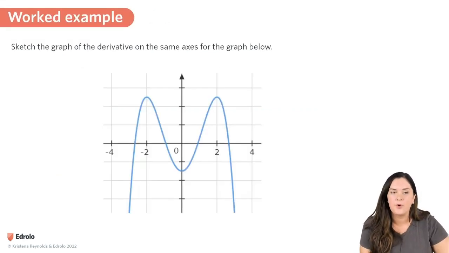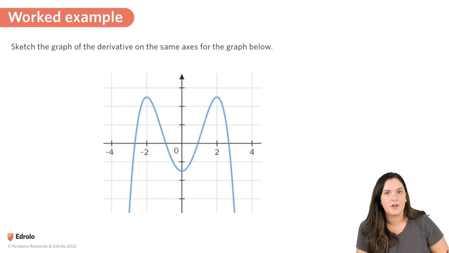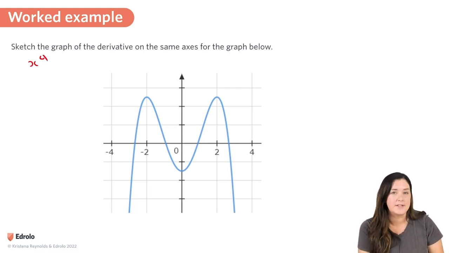So for our first example, we are going to be sketching the derivative graph of this function here. Now we have a quartic function. So this is x to the power of 4. I'm not exactly sure on the rule here, but we know that the derivative graph is going to be 1 degree lower.